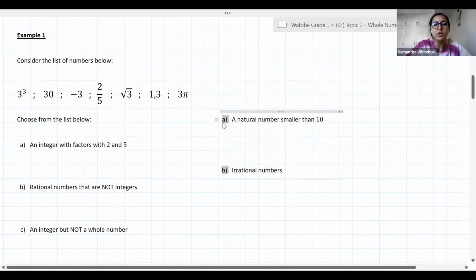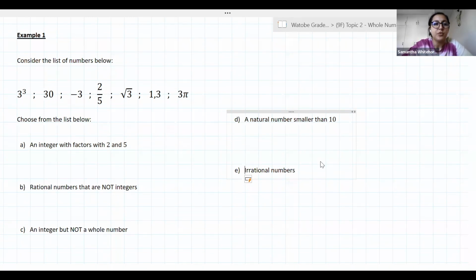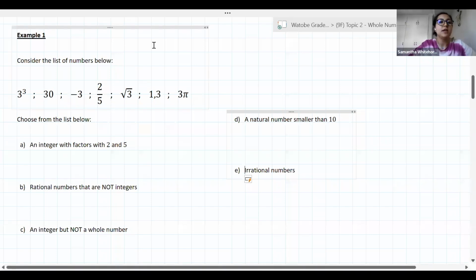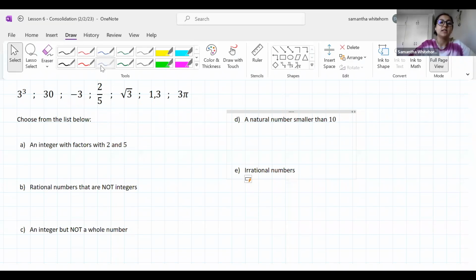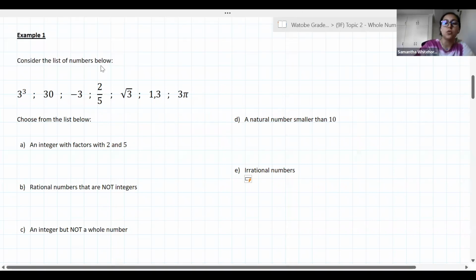Alrighty, so let's have a look at example 1 here. Example 1 is saying to us that we have a list of numbers and we now want to fit those numbers into specific categories. Okay, so we've got 3 cubed. Now remember, I've said to you that whenever you get numbers that aren't simplified, try and simplify them for yourself just so that you know what you're working with. So 3 cubed we know is 27.